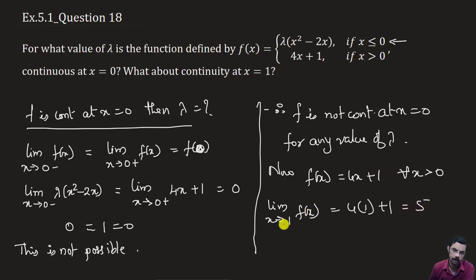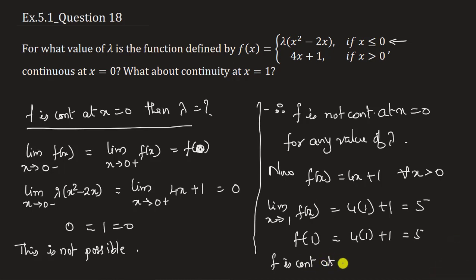And f of 1 will also be equal to 4 into 1 plus 1, and that is 5. So, here f is continuous at x equal to 1 for any value of lambda. Now, we shall move to the next question.